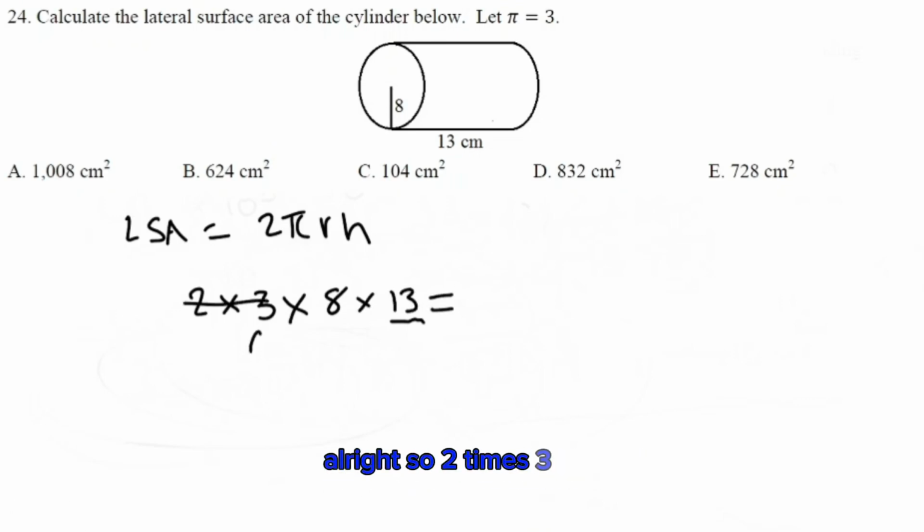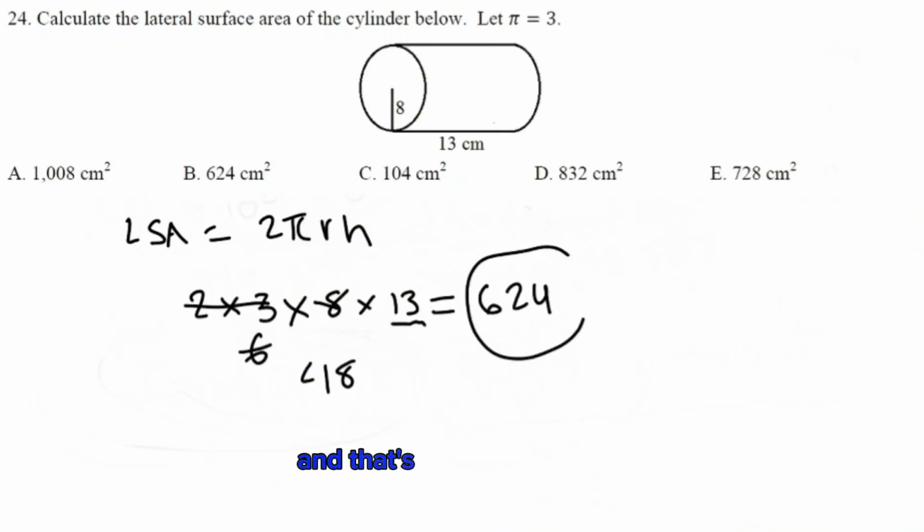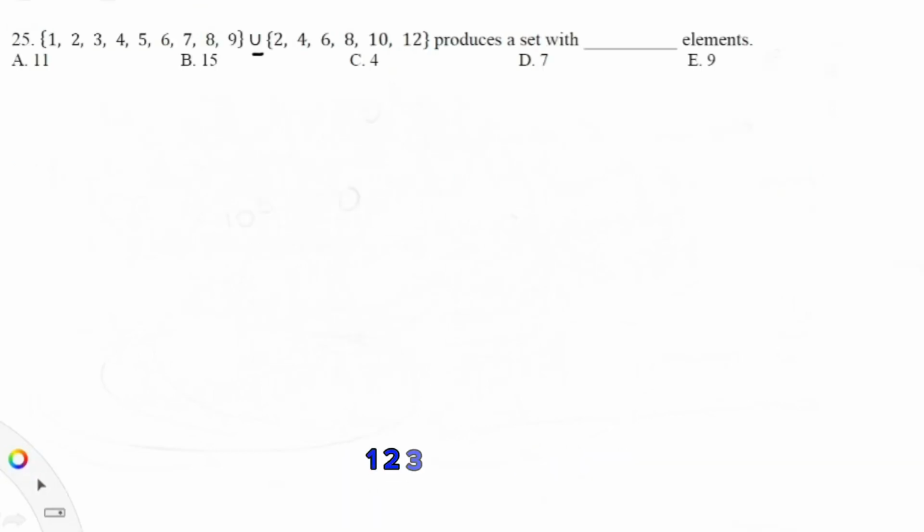Alright, so 2 times 3 is 6. 6 times 8 is 48. And then 48 times 13. So 48 times 13 is 624. And that's your answer. Next, 1, 2, 3, 4, 5, 6, 7, 8, 9 with this symbol 2, 4, 6, 8, 10, 12 produces a set with how many elements?